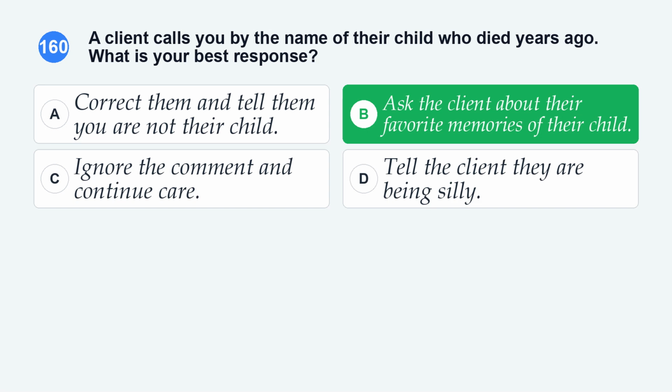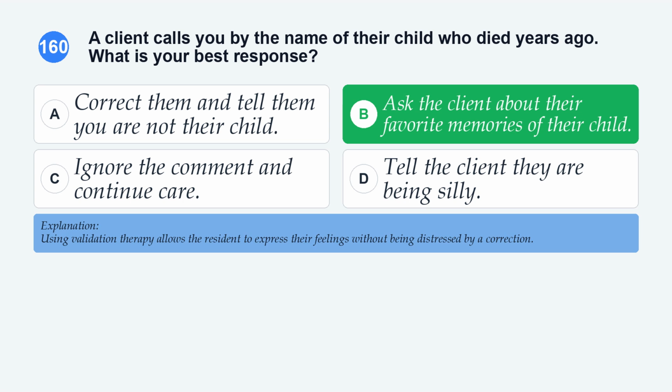The correct answer is option B, ask the client about their favorite memories of their child. Explanation. Using validation therapy allows the resident to express their feelings without being distressed by a correction.